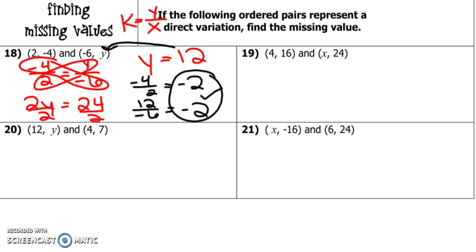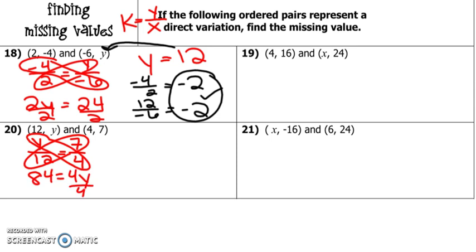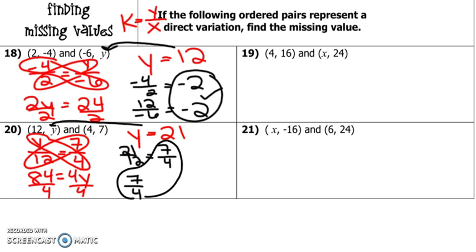If we look at number 20, again, we're solving for that, and it's a direct variation, so we want to divide for our ratio. I'm going to do y over 12 is equal to 7 over 4. It always, always, always has to be y over x. So I'm going to cross multiply. In this case, I get 84 equals 4y. I'm going to divide by 4 on both sides, so y is going to equal 21. And again, we just want to check ourselves. If I do 21 divided by 12, that reduces to 7 over 4. They are both the same, so we know our answer's correct.